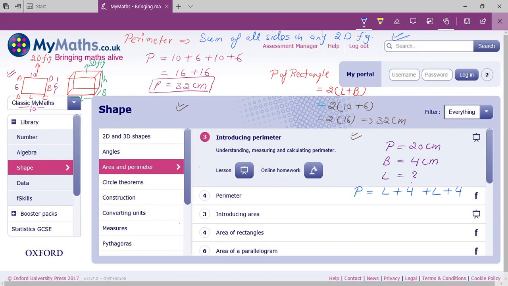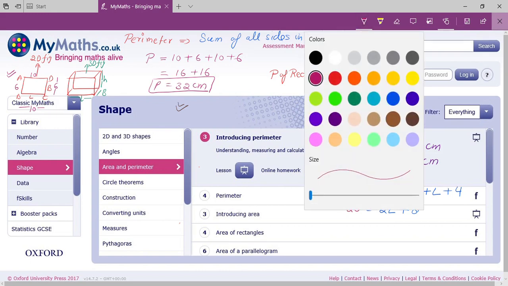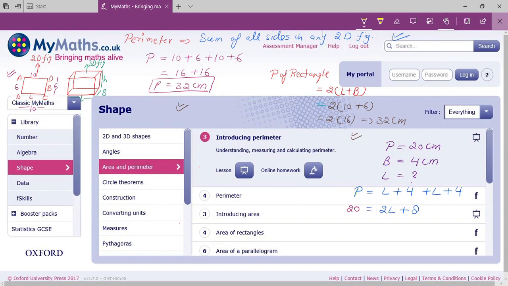Now beta, here you can see that there are two L, L plus L will be 2L, plus 4 plus 4, that will be 8. Understand? And here the perimeter that is given is also 20 centimeters. Now, very clearly you have to remember that when you plug in your values, numbers will transfer on the number side, and variables will be on the other side. That's why I will transfer it from the right hand side to the left hand side.